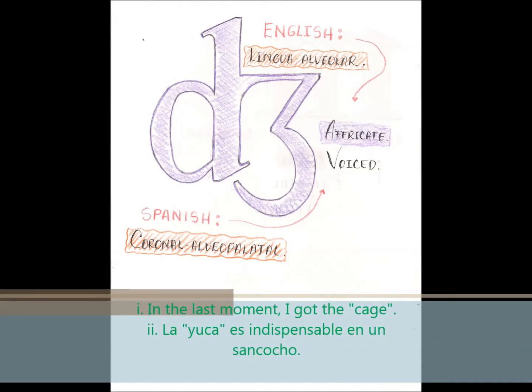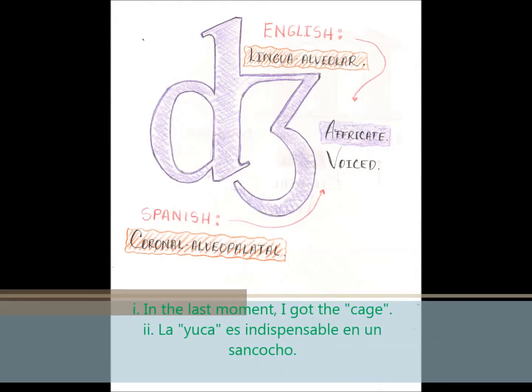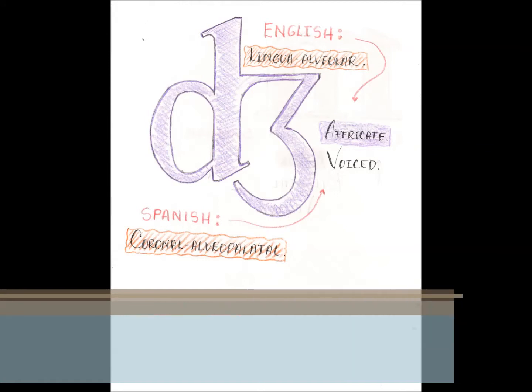It has almost the same characteristics as the last phoneme, except that it is a voiced sound.